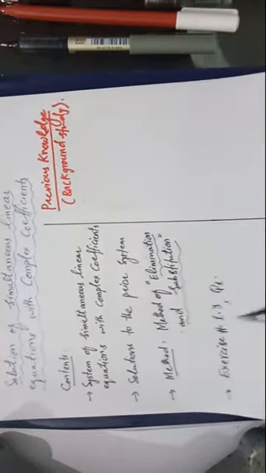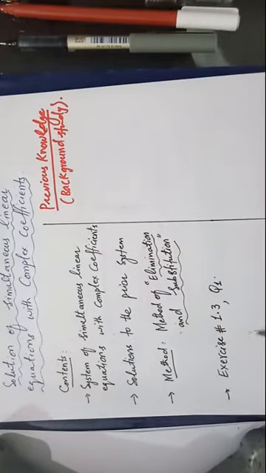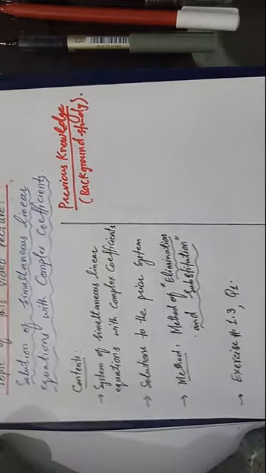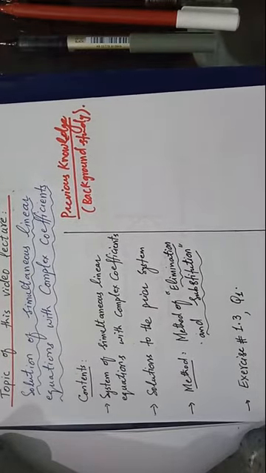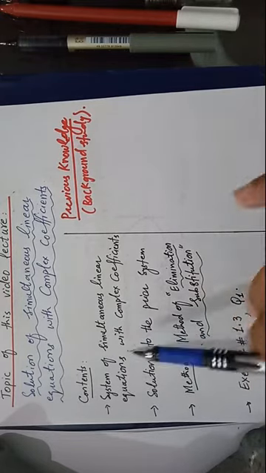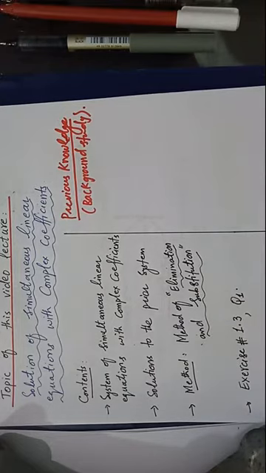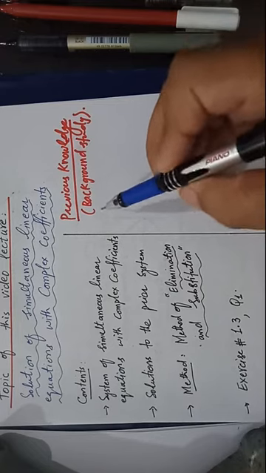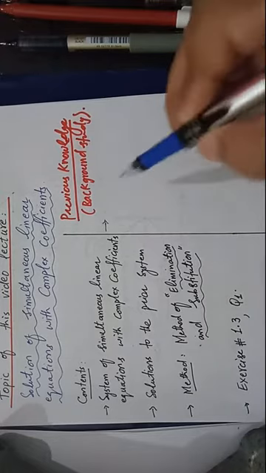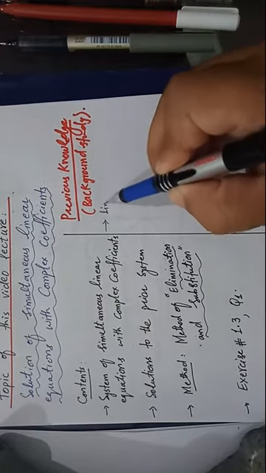And then the concept that we study here will be used to solve the exercise questions of exercise 1.3, question number 1, which contains 4 parts. So these are the contents of this video lecture. Before discussing the content, we need some background study for simultaneous linear equations with complex coefficients. In previous classes you may have discussed linear equation in one variable.